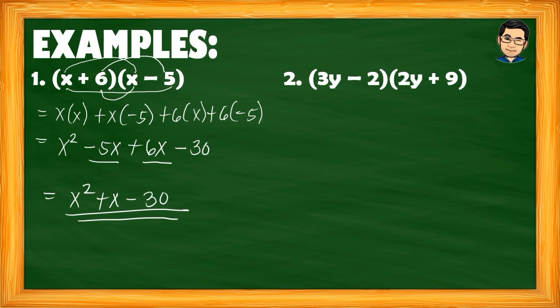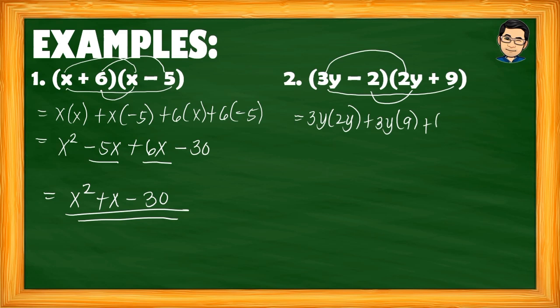Next, let's have 3y minus 2 times 2y plus 9. So first terms, 3y times 2y. And then, outer terms, 3y times 9. And then inner terms, negative 2 times 2y. And then finally, negative 2 times 9.